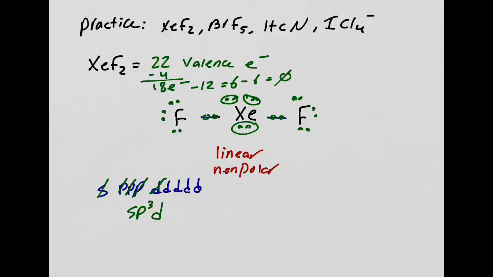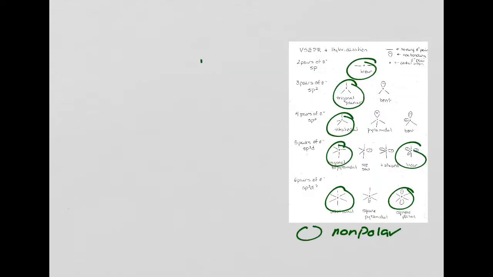Let's go to the next one. Next one is BrF5. Let me go a little faster now. Number of valence electrons. Hopefully you got this right. Let's see, it is 42 valence electrons. Now what I'm going to do is put Br in the middle, and I'm going to have 5 F around it.